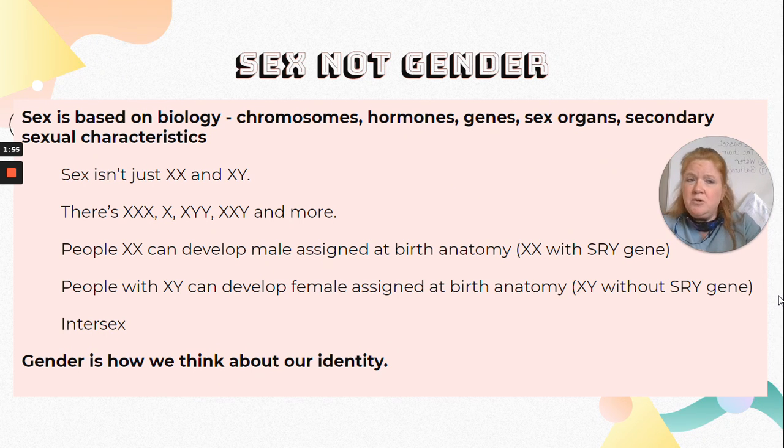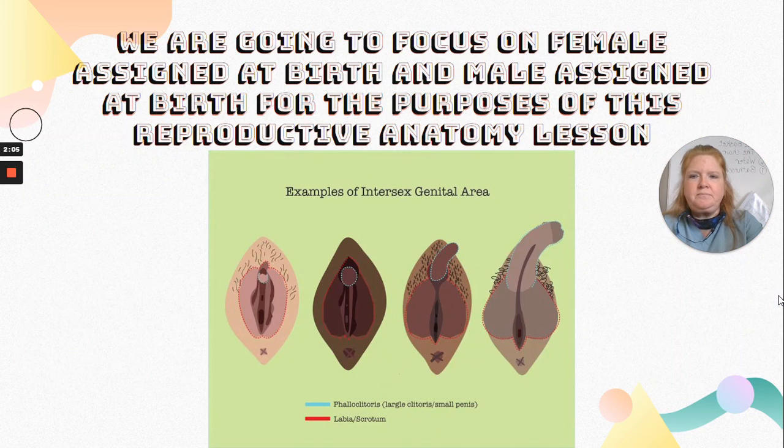Gender, on the other hand, which we're not really talking about when we're talking about the anatomy of the reproductive system, is how we think about our identity. And it as well is a spectrum. So neither are binary. So again, we're going to focus on female assigned at birth and male assigned at birth for the purposes of this reproductive anatomy lesson.